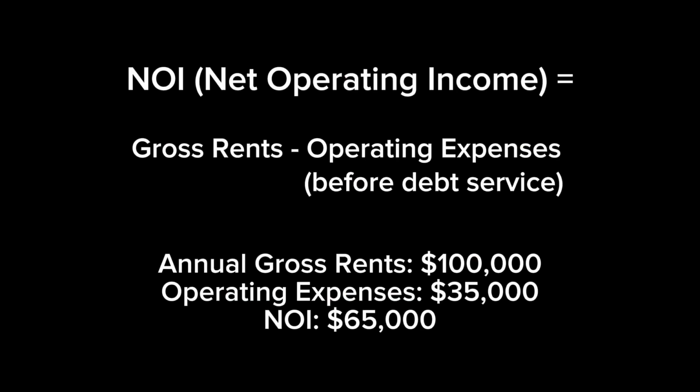The first term we're going to be discussing is NOI, which stands for net operating income. All NOI is your gross rents minus your operating expenses. So basically your income before paying your debt. As you can see here, our NOI is our gross rents minus our operating expenses. In this case, our gross rents are $100,000 and our operating expenses are $35,000, which leaves us with an NOI of $65,000.